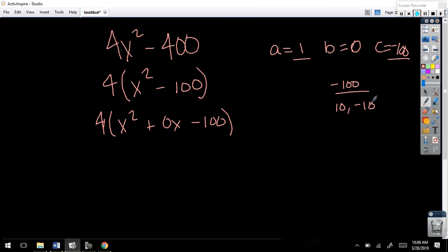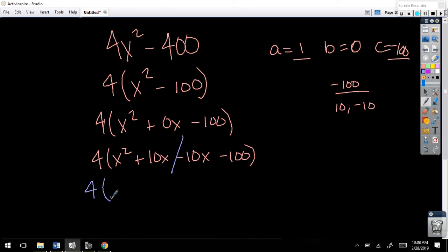All right, so I'm going to split up. I've got x squared plus 10x minus 10x minus 100. Christian, I put the minus second for you this time. So let's slash. The 4 stays outside and it just keeps carrying down with the problem, right? All right, what can I take out of the first two? X. What's left?